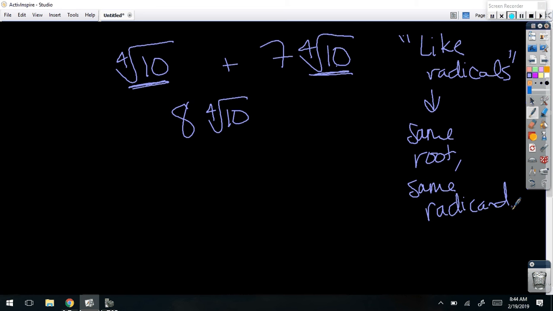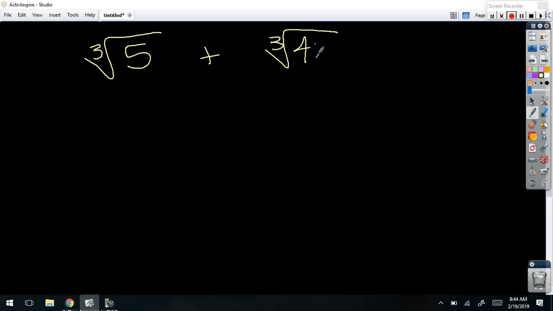Now, the question is, what if I get these 2 radicals and they're not like radicals? Here's where we get into the sticky part. If I have the 3rd root of 5 plus the 3rd root of 40, can I combine those? Nope, they're definitely not like radicals, right? The root is the same, but what's not the same here? The radicand under there, right?